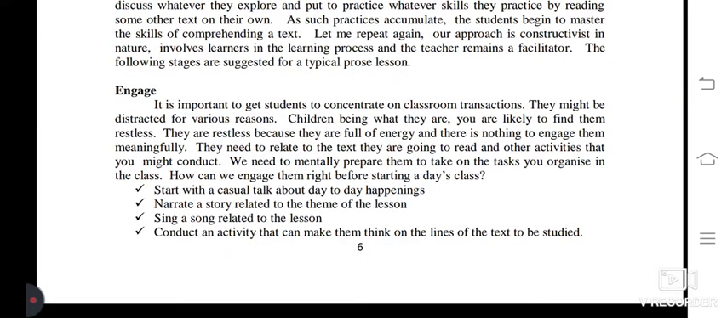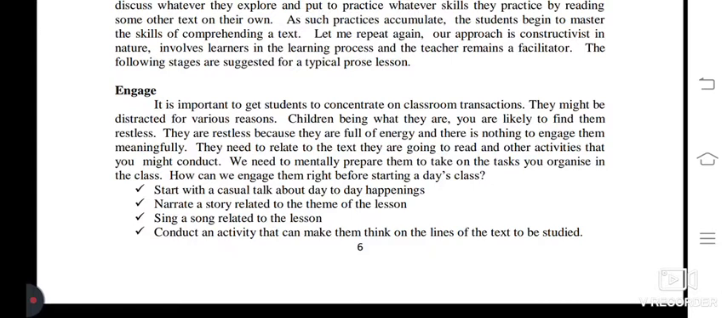It's important to get students to concentrate on classroom transactions. They might be distracted for various reasons. Children being what they are, you are likely to find them restless. They are restless because they are full of energy and there is nothing to engage them meaningfully. They need to relate to the text they are going to read and other activities you might conduct. We need to mentally prepare them to take on the tasks you organize in the class.